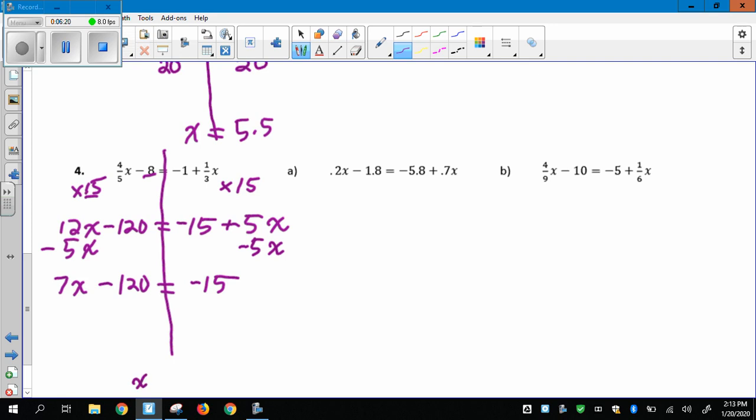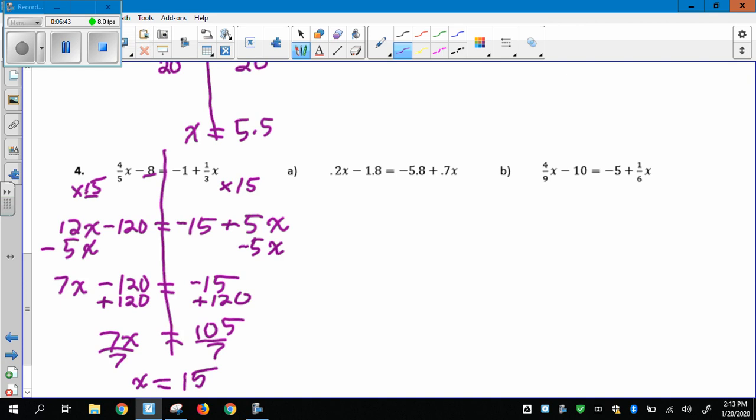Remember, in the end, I want x equals all by itself. I'm going to get rid of this minus 120 by adding 120 to both sides. That gives me 7x equals 105. And then I'm going to divide by 7 to get that 1x. And 105 divided by 7 is 15.